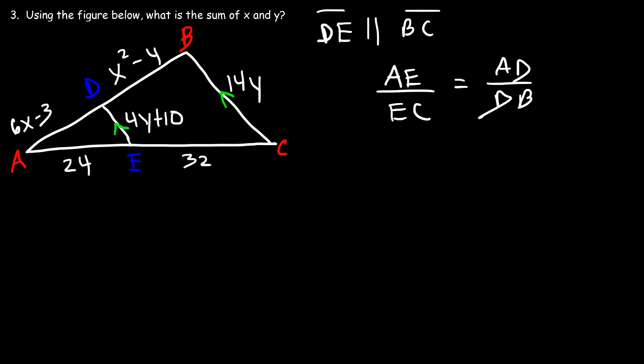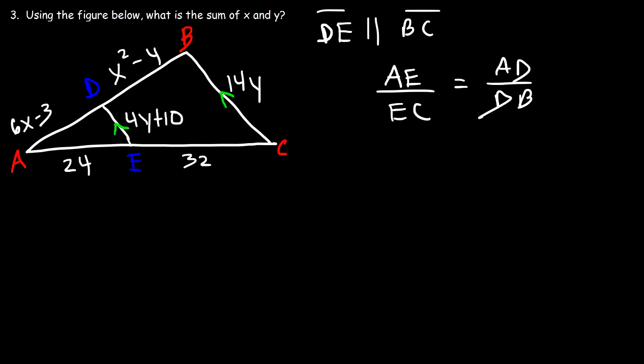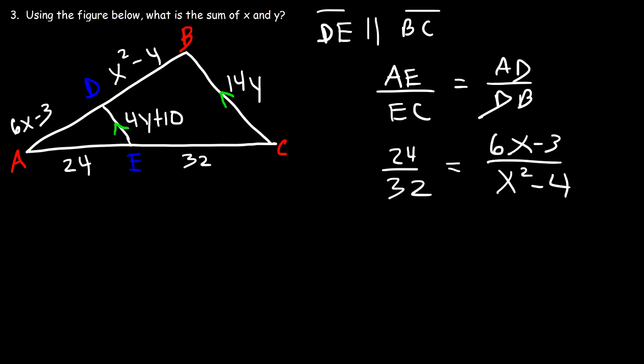So the ratio of these two sides has to equal the ratio of those two sides. In this example, AE is 24, EC is 32, AD is 6x minus 3, and DB is x squared minus 4. So let's cross multiply.